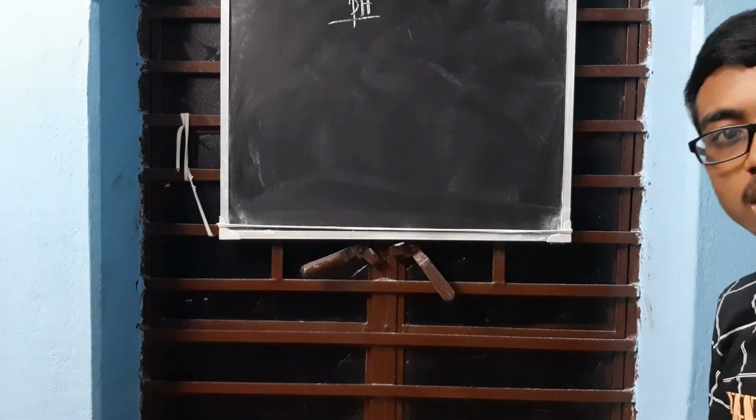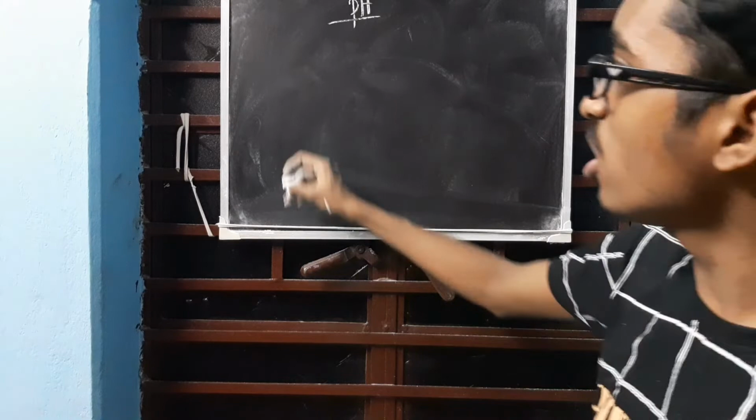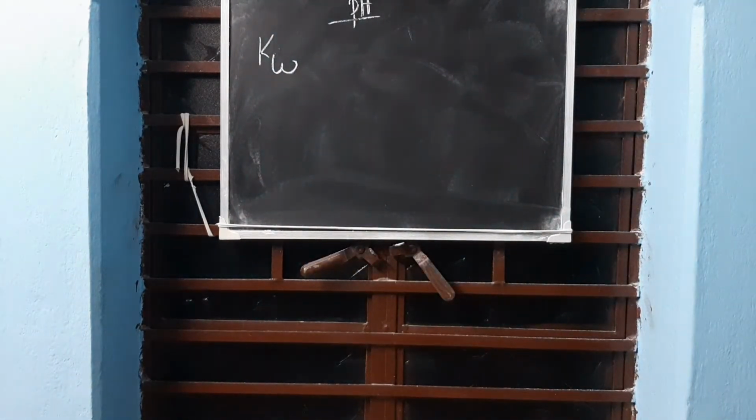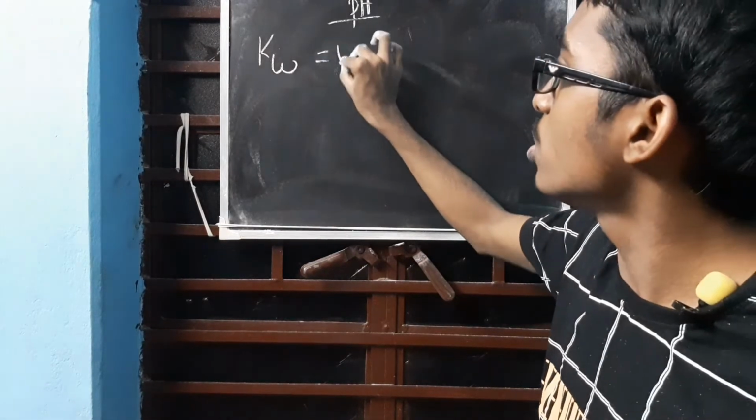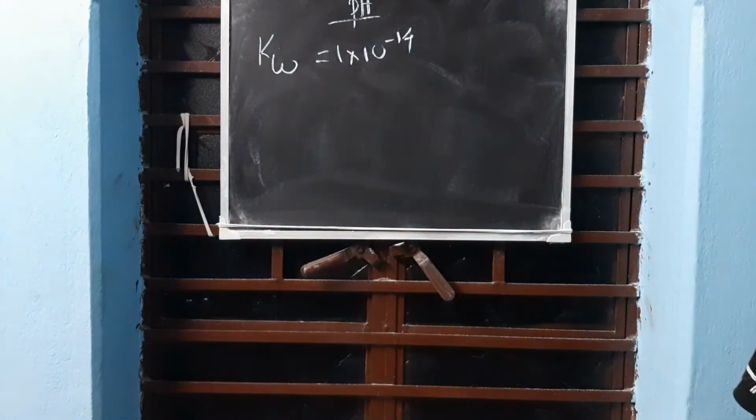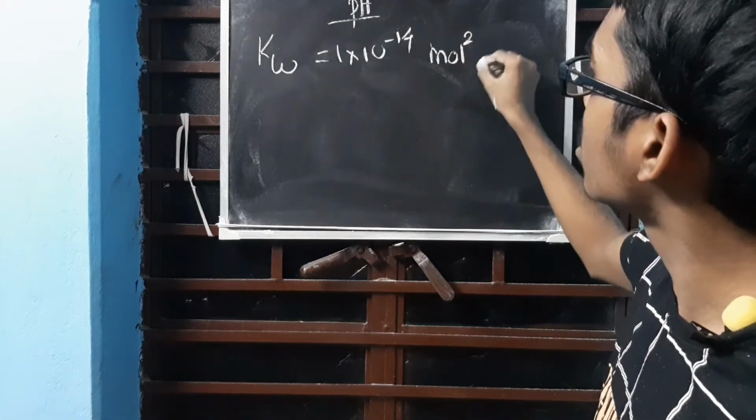Before we start with pH, the thing you need to remember is the ionic product of water. That is denoted by Kw, the ionic constant of water. You have to remember the value, that is 1 into 10 to the power minus 14. It looks very odd if we write only 10 to the power minus 14, so we write 1 into 10 to the power minus 14. What is the unit? Mole square liter to the power minus 2.